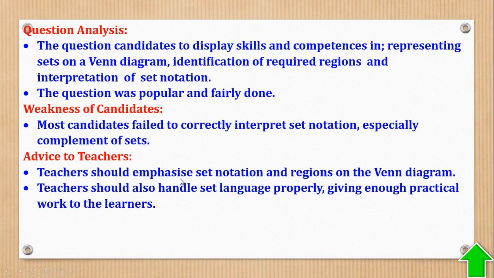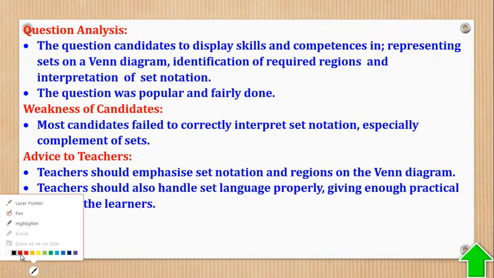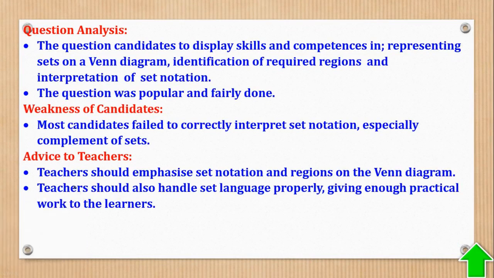So teachers should emphasize set notation and regions on Venn diagrams. So those set notations, you have to know them. Teachers should also handle set language properly, giving enough practical work to the learners. So we expect you as candidates to do enough practice on questions involving set theory.